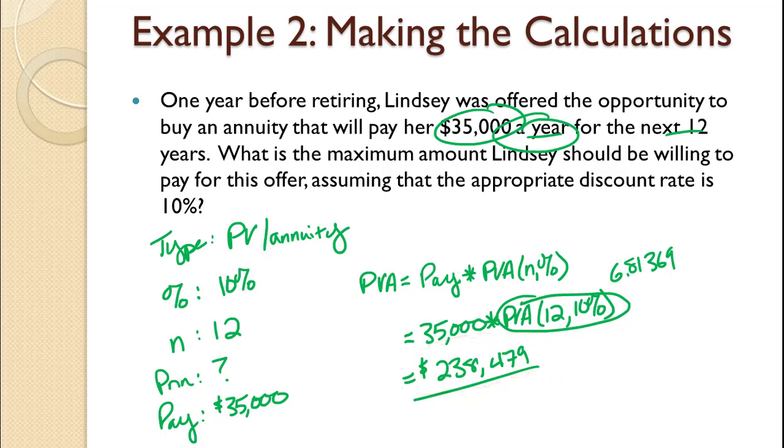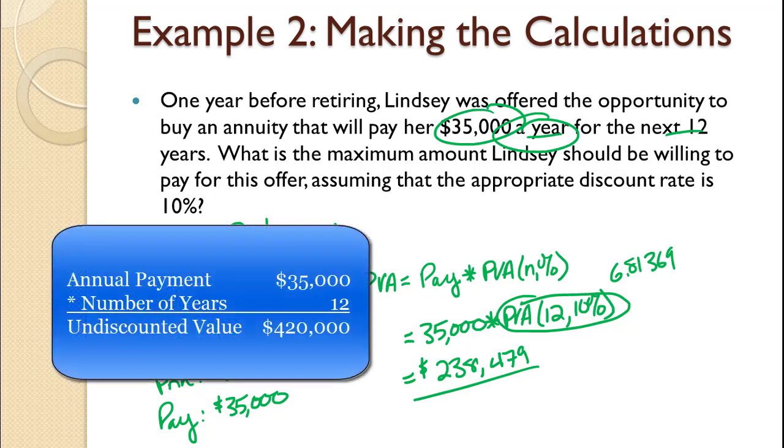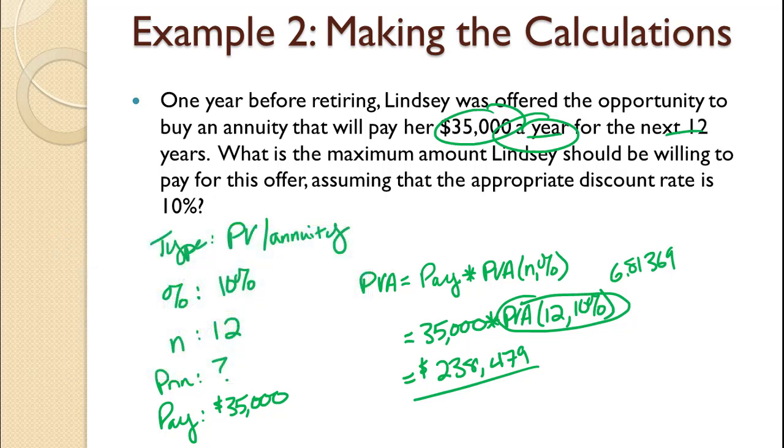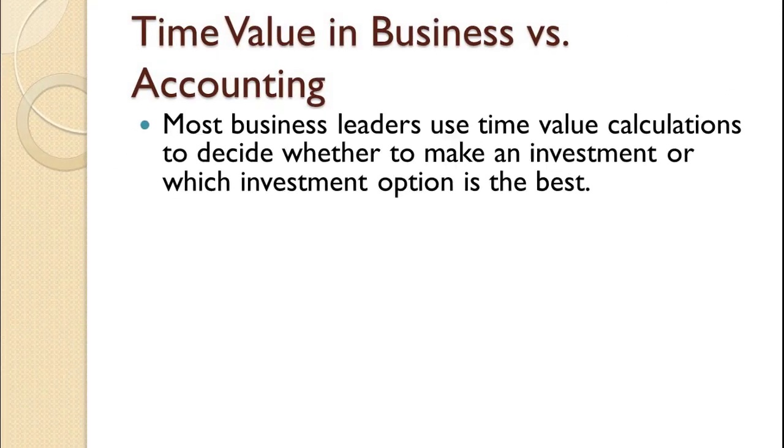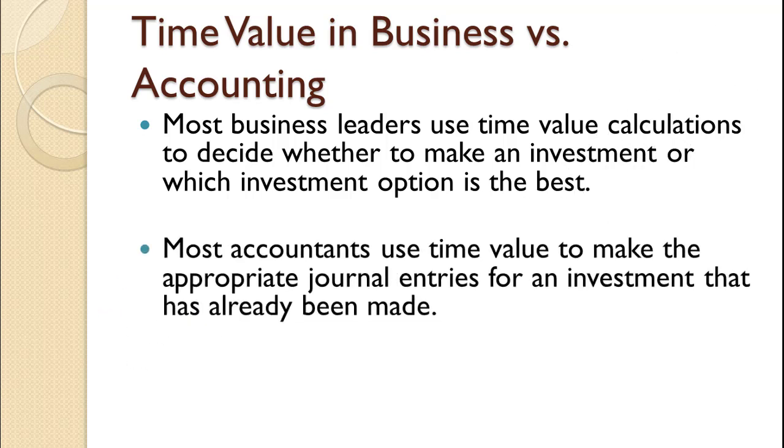Even though $35,000 a year for 12 years looks like $420,000, when you throw in that 10% interest rate that she could make somewhere else, she'd be better off investing her money in something else if it's more than that 238. And that brings us back to the difference between accounting and other business leaders when they're making these decisions. You see, business leaders use time value calculations to decide whether or not they should make an investment or to decide between investments. That's what business leaders are doing with time value. Accounting, we assume the decision's been made. We're making journal entries based on the decision, and that's what we use time value for. So it's a little bit different.